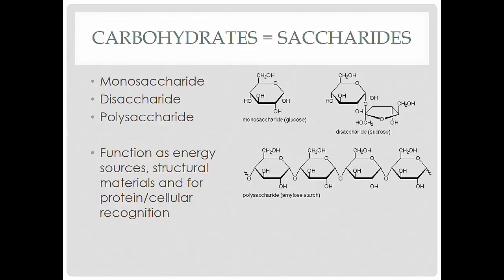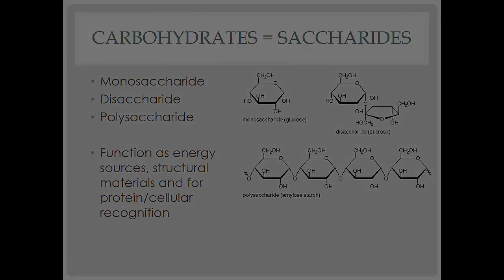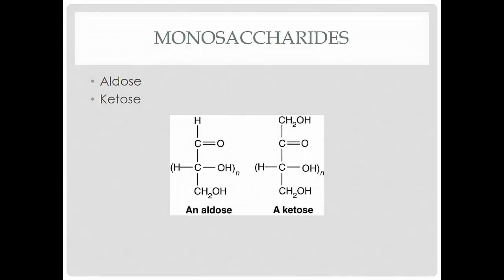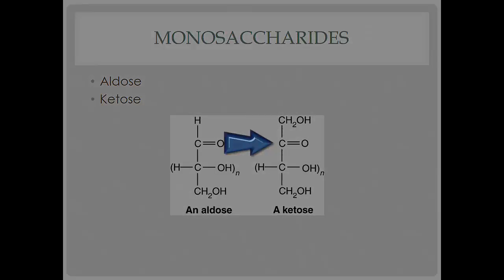Carbohydrates mainly function as the energy source for the cell. However, they can also serve as structural materials and in cellular recognition or communication. Monosaccharides are themselves aldoses or ketoses, depending on the location of the carbonyl carbon. If the carbonyl is located as the terminal carbon, it is termed an aldose. If it is located at the second carbon, then we call it a ketose.